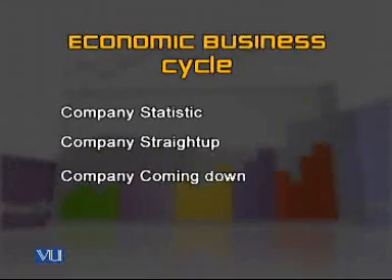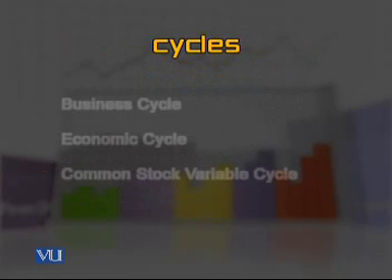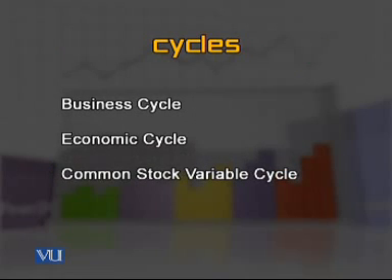They can't be static. The company can't keep going straight up, or keep coming down. They have to move in cycles and can only be neatly categorized by the length and turning points in hindsight. Now, if we are able to identify cycles, the business cycles, the economic cycles, the common stock variable cycles, we will be able to ride with the trend. So, if we are having a depression in the economy, we'll have a depression in the stock market and we'll have a depression in our investments.